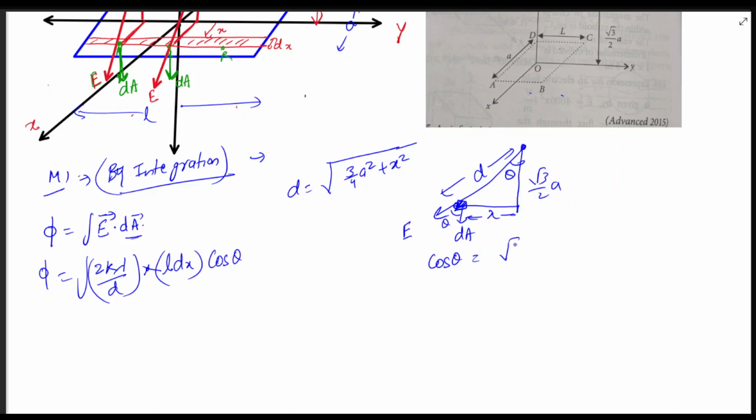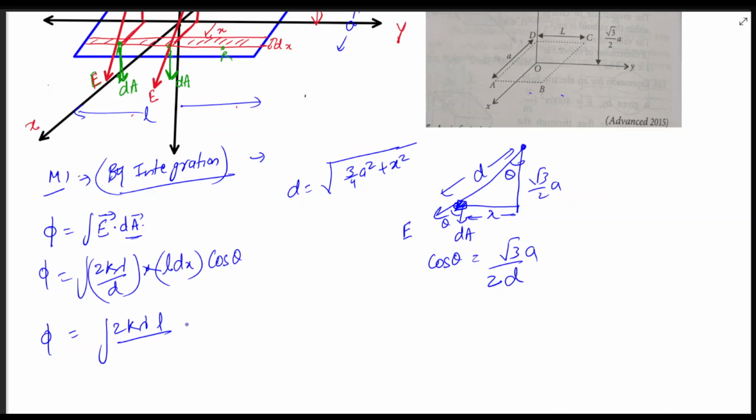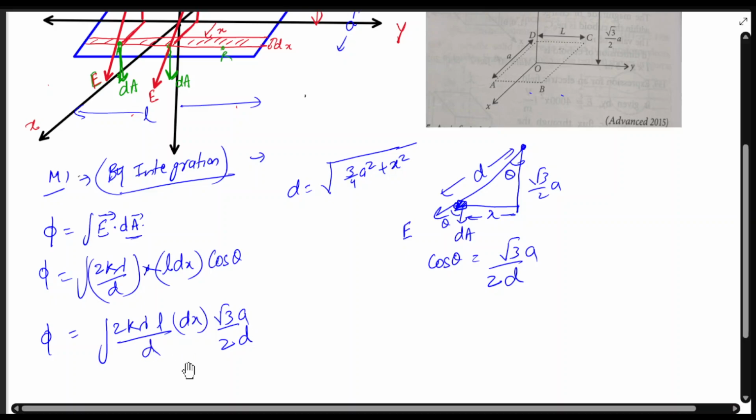So what will be the cos theta? Cos theta will be root 3 by 2a over d. So flux will be 2k lambda L by d, dx as it is, and cos theta will be root 3 by 2a into d, and d was there, right? Perfect.